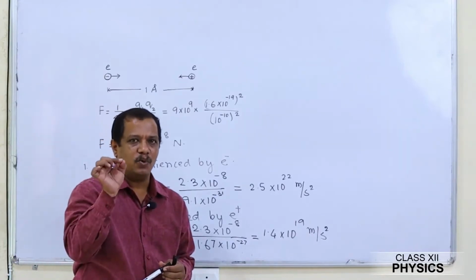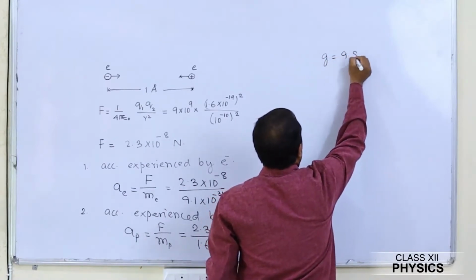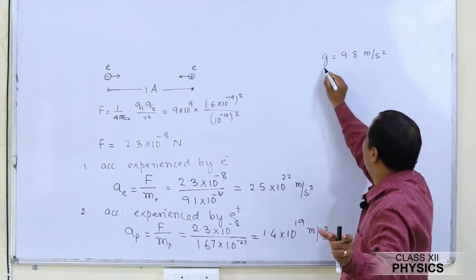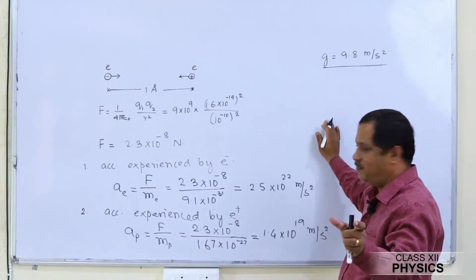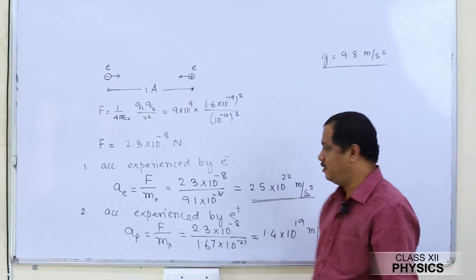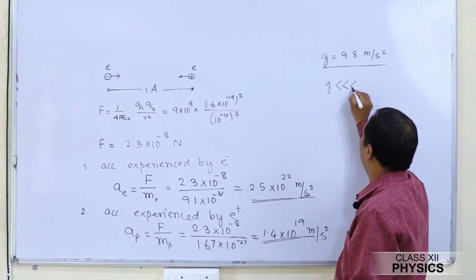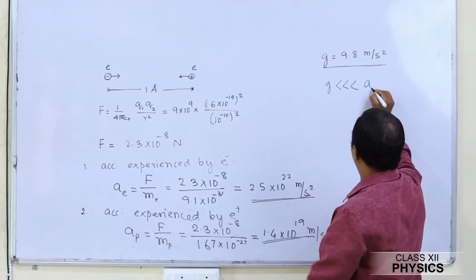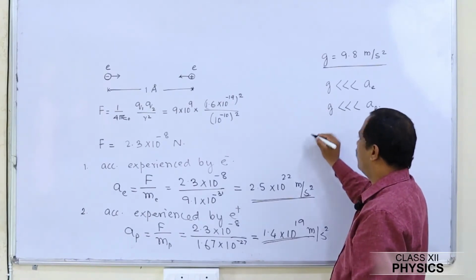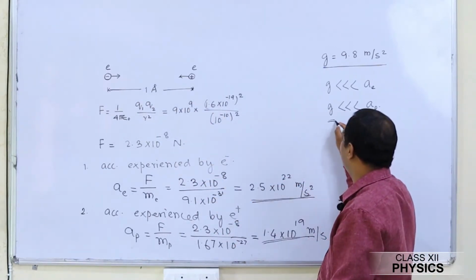However, the acceleration due to gravity, we know, is g equal to 9.8 meter per second square. Now simply compare the value of acceleration due to gravity with the acceleration experienced by an electron when placed at a small distance, and you can also compare with the proton's value. This g is extremely smaller than the acceleration of the electron, or of the proton, and that's how, during calculation, though gravitational force is involved, we neglect it, being extremely small.